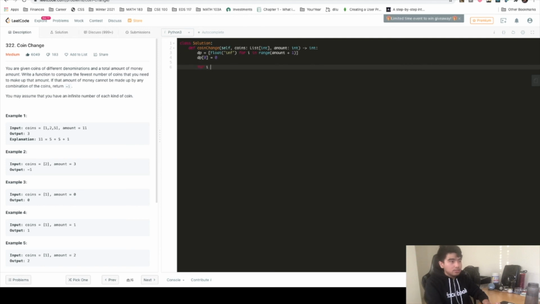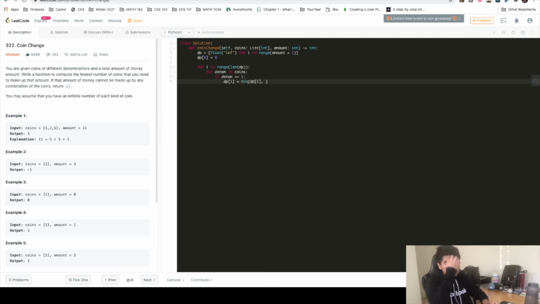Okay, so then let's do the for i in range. Let's iterate through our dp array, which is iterating through all the amounts. And then for every denomination in our coins, if the denom is less than or equal to i, we only want to run the code when it's less than or equal to. Because if our amount is lower than our denom, we don't want to traverse our denom, because that would just be kind of silly.